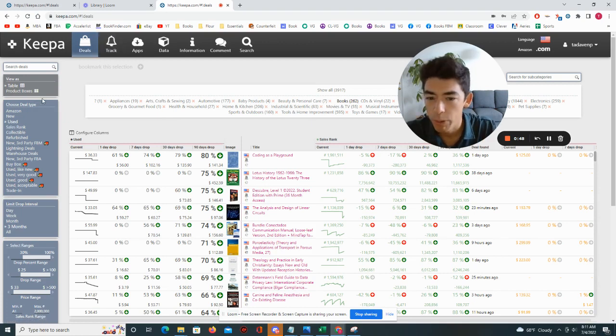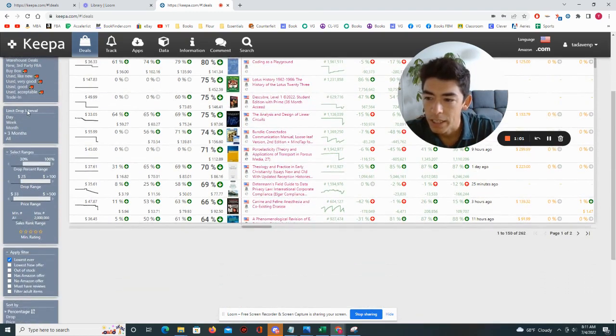So I went ahead and input some of the parameters that I like to use, and I'll show you how it can be really valuable. So you can see on the left-hand side for the deal type, I chose used because I sell used books, so that's what I'm interested in. And the limit drop interval basically means, okay, for what time period do I want to see a certain percentage drop? I found the most success for a 3-month time period, but you can also have this on a day or a week or a month time period.